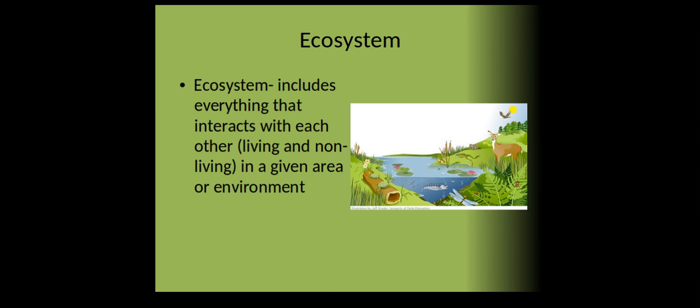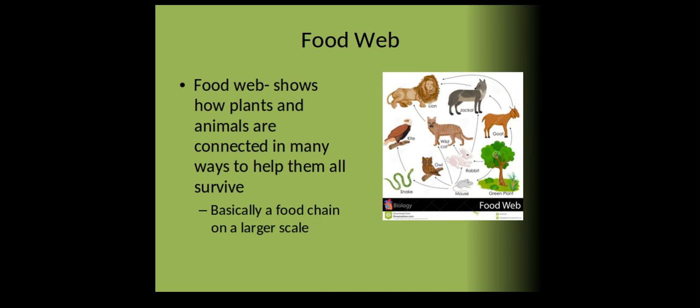Well, today, we're going to take the knowledge one step further and discuss how changes in something called a food web can affect the entire ecosystem. A food web is similar to a food chain. However, it shows how plants and animals are connected in many ways to help them all survive. Basically, it's just a food chain on a larger scale. While a food chain just follows one path, like sun to plant to animal to human, for example, a food web shows how many different types of food chains are all connected.